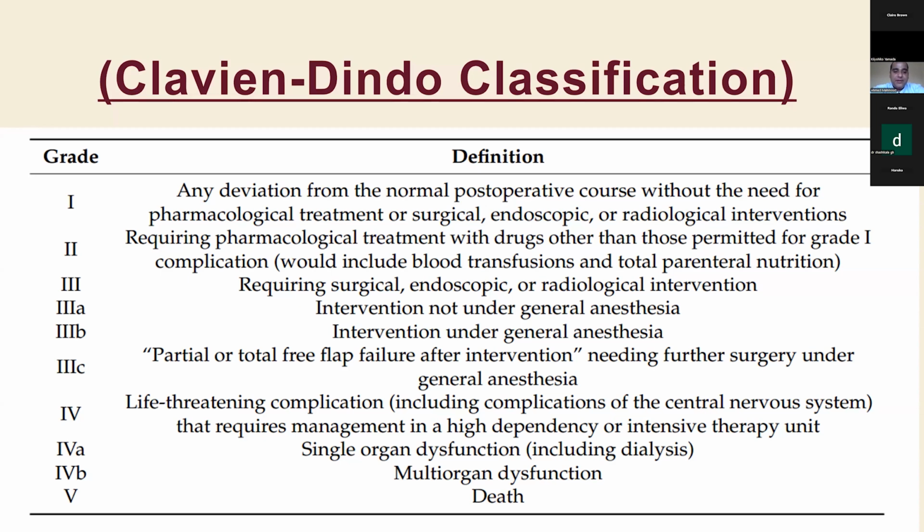3C is the severe form of B, and grade 4 is the life-threatening complication, including complications of the central nervous system, that require management in high dependency or intensive therapy unit. Grade 4 is divided into 4A with single organ dysfunction, like renal failure, which needs dialysis, or 4B with multi-organ dysfunction, and grade 5 is death following the surgery as a complication.